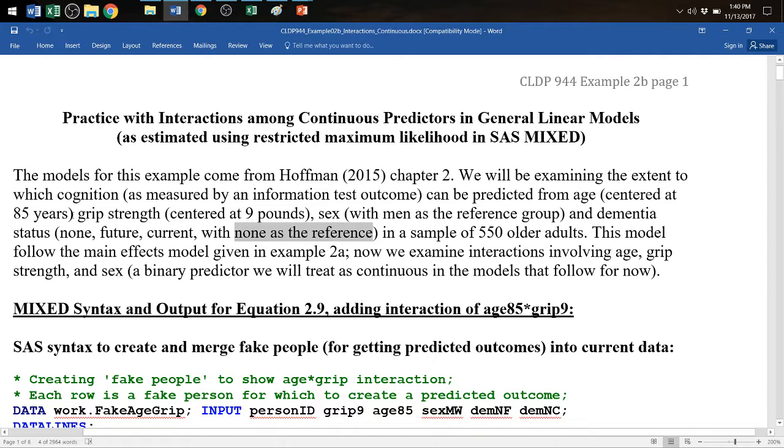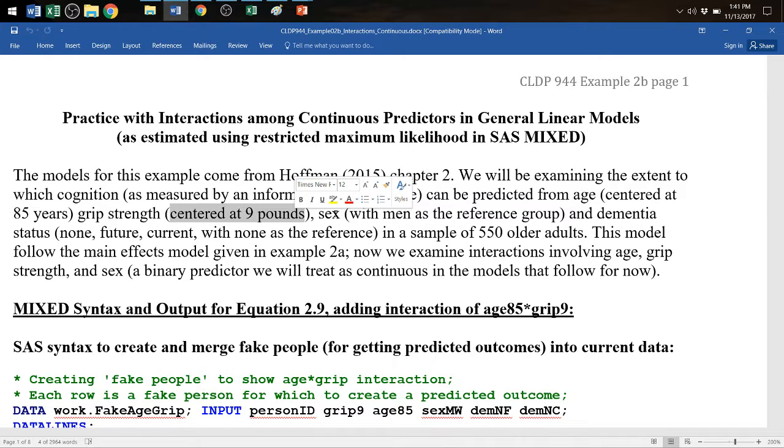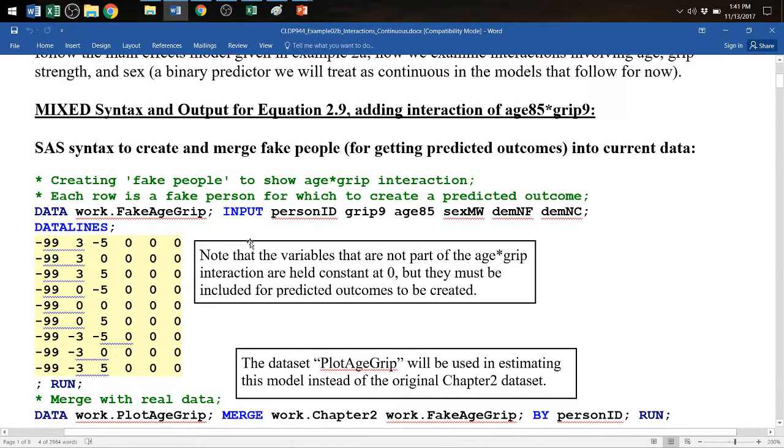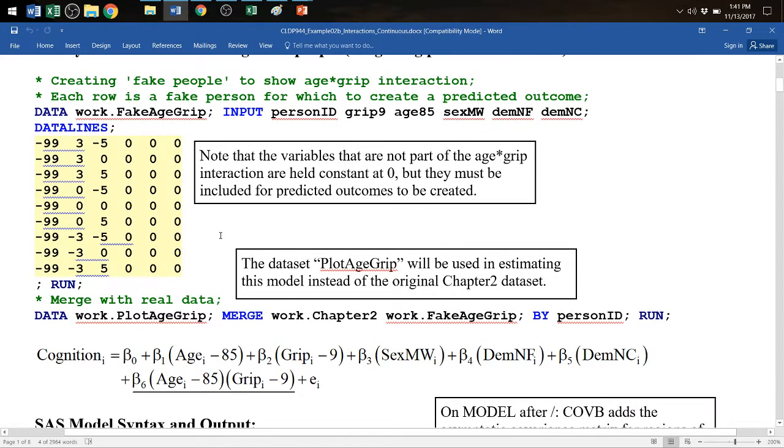I'm going to center my continuous predictors near their midpoints, which is 85 years for age and 9 pounds of grip strength. For now, I am treating the other variables as continuous. The next example, I'll show you what to do to treat them as categorical instead, but this helps drill in the idea of the linear model, I think, more formally. So based on those predictors, the first thing that I have in this example is syntax to create fake people.